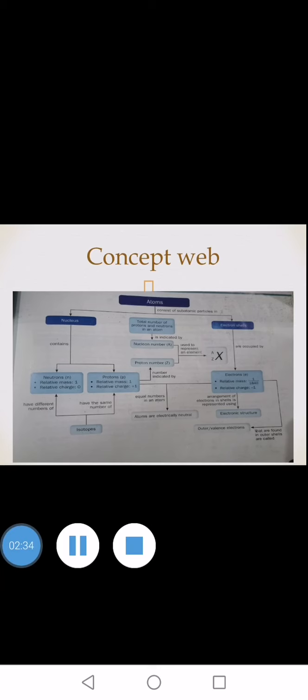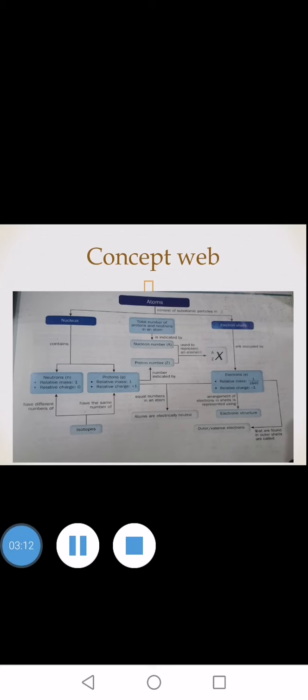How can we represent any atom? You can see in the picture that the symbol we use to represent any element is X. What are A and Z? A is the nucleon number, also called the mass number, and the proton number is represented by Z. The sum of protons and neutrons in an atom is represented by the nucleon number or mass number. In the next slides I'll show you how we can find the mass number, the number of neutrons, and the proton number.